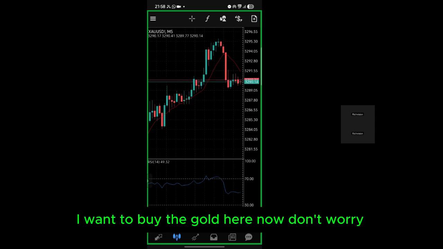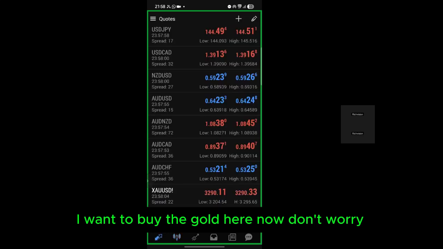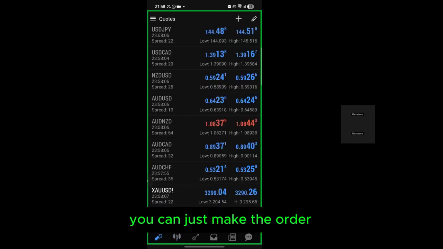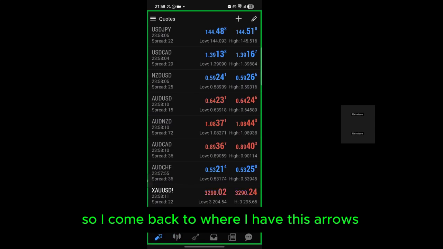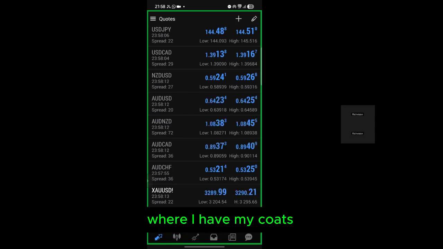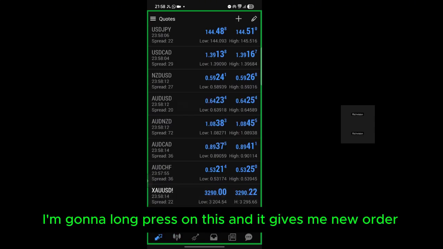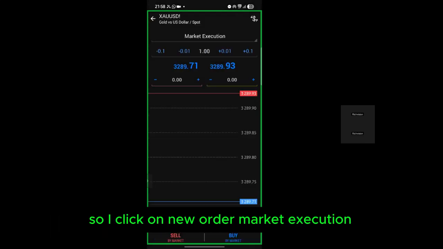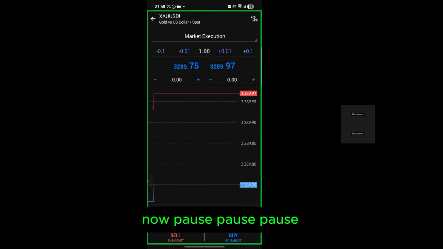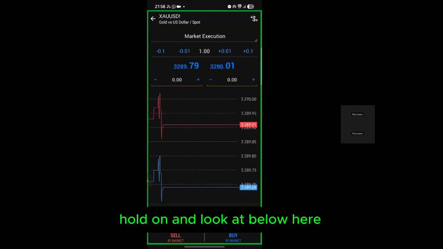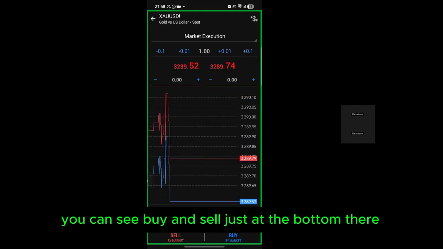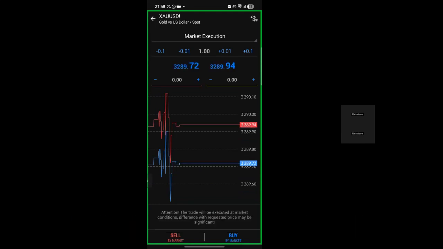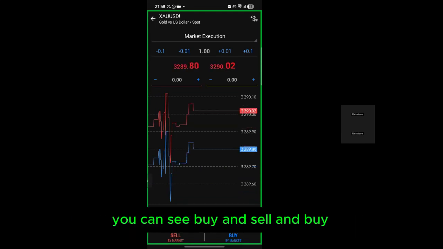I want to buy the gold here now. Don't worry, if you buy the gold, it doesn't mean you are going to be wearing the gold. You can just make the order. So I come back to where I have my quotes. I'm going to long press on this, and it gives me new order. So I click on new order, market execution. Now, pause. Hold on. And look at the bottom here, you can see buy and sell.